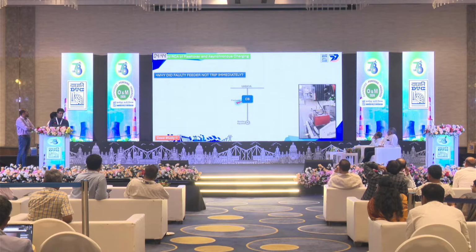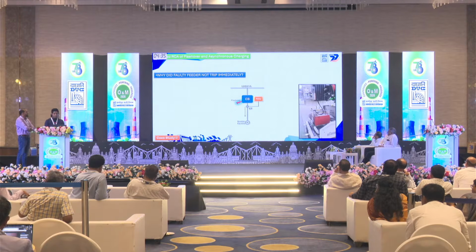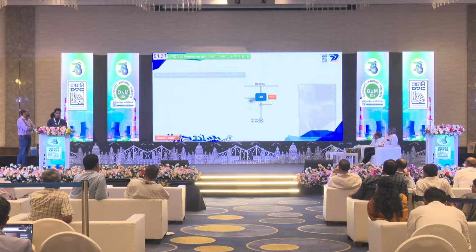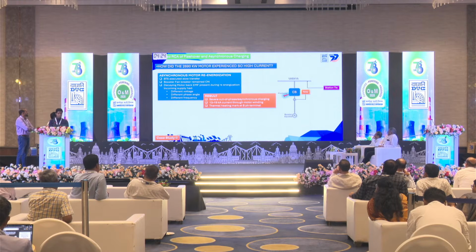The second concern was, why did the faulty feeder not trip immediately? If there is any fault, the breaker should trip. But we all know CT is the eye of a protection system. After the CT, this is the zone where the protection system acts. But the fault was within the circuit breaker, so it was in the blind zone for the protection system. This was the most critical concern.